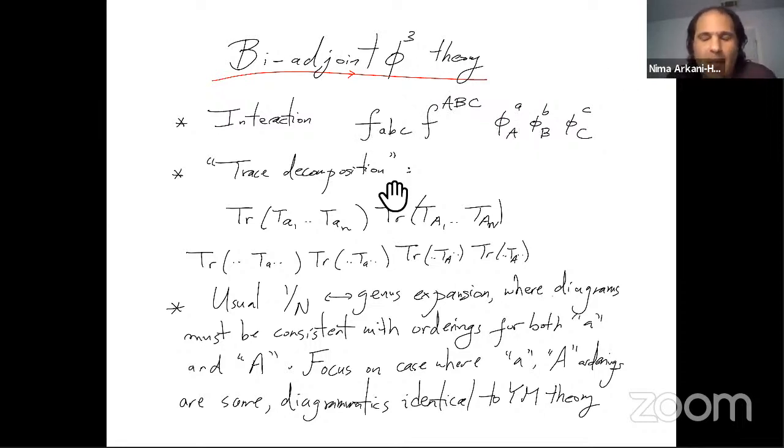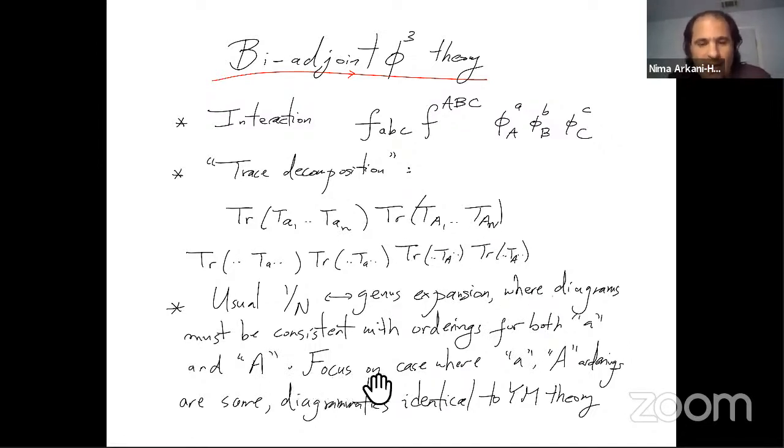Okay, but apart from this, this is just an excuse to write down sums of planar diagrams, more generally diagrams that we can draw on genus g Riemann surfaces. As we're used to from Yang-Mills theory, there's a trace decomposition for these amplitudes, but now because we have two colors, we have two sets of traces, one for color little a and one for color big A. So we can have single trace terms that have just one of each, double trace terms that have two of each, and so on. We have also the usual 1/N or genus expansion, where now the diagrams have to be consistent with orderings for both the little a and the big A orderings.